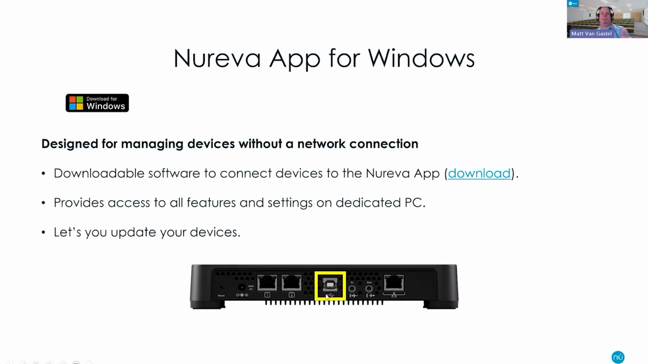Use the USB. We've got the Nureva app for Windows, and this is designed for managing devices without a network connection. You have downloadable software, just like our old console client, and this is going to provide access to all the features and settings on a dedicated PC, with the exception of anything network related. This removes the network portion effectively from your system. It's still active, of course, can be updated and all that stuff via network connection, but this is going to allow you for that offline management.